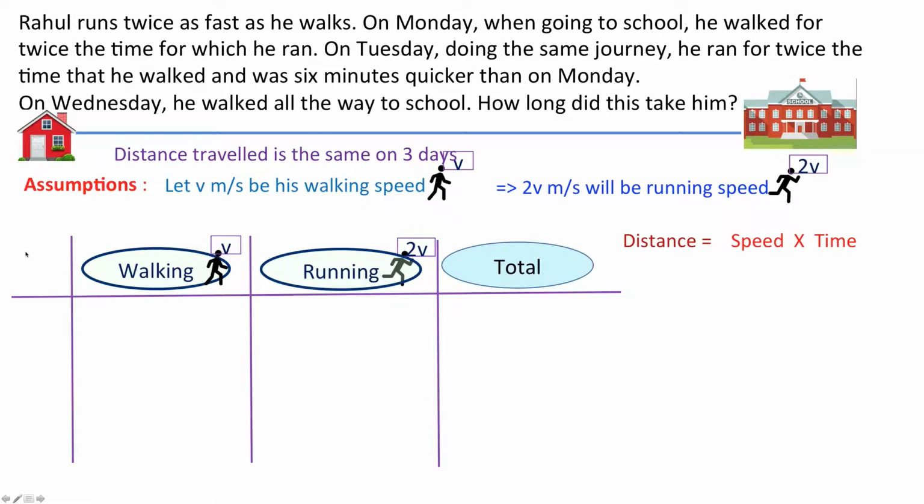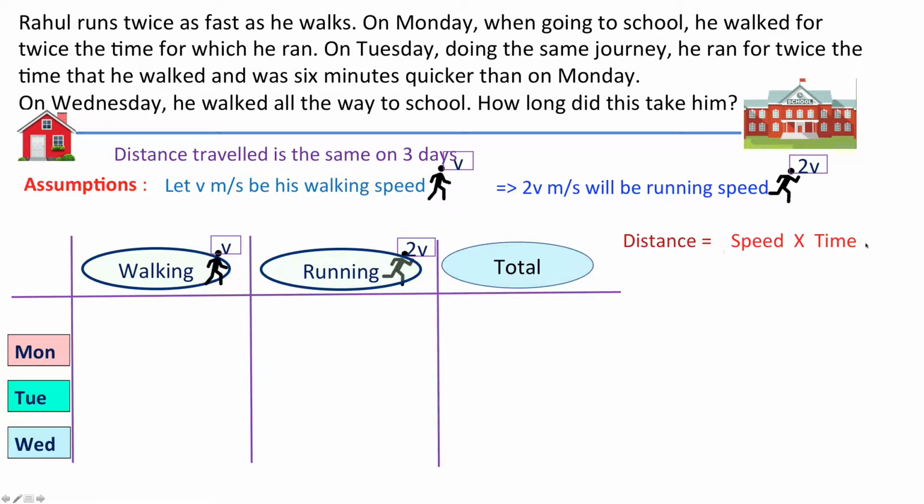The journey on each day comprises two components, the walking component and the running component, and this column denotes the total. So this total is basically the sum of the walking part and the running part. And in the rows, we'll consider all the 3 days: Monday, Tuesday and Wednesday.